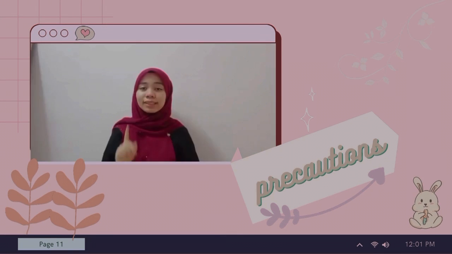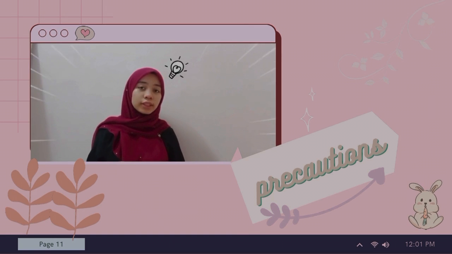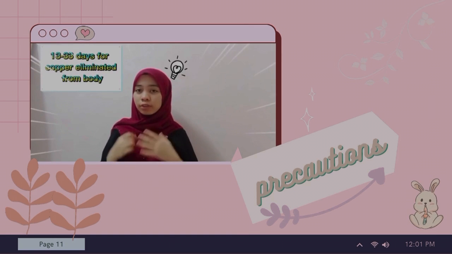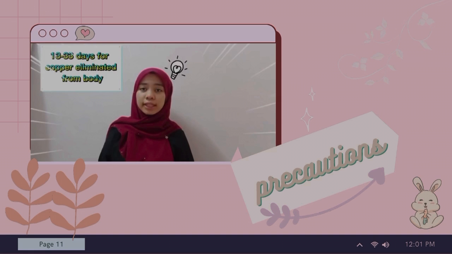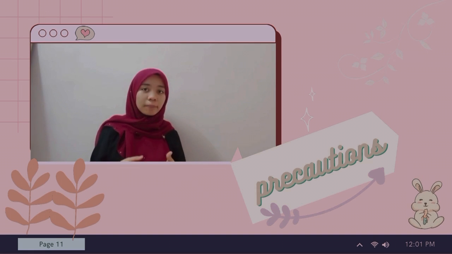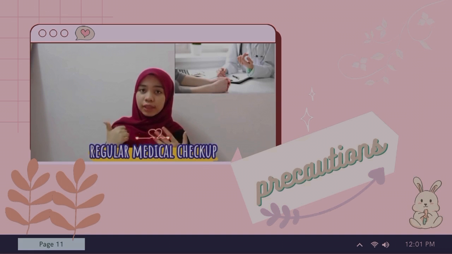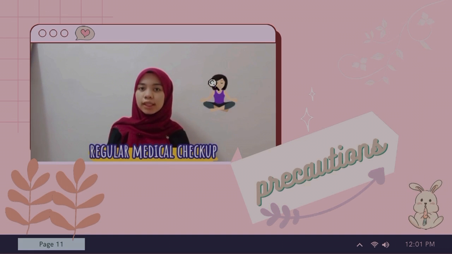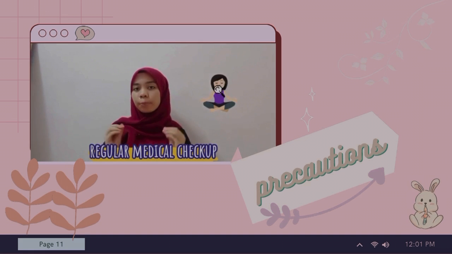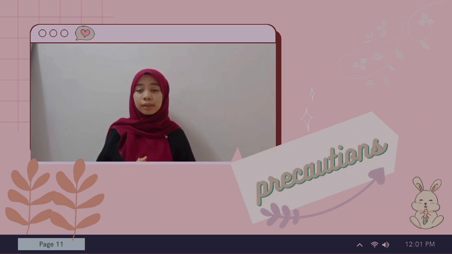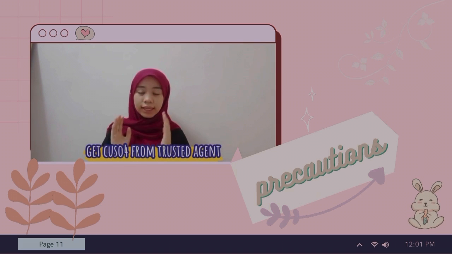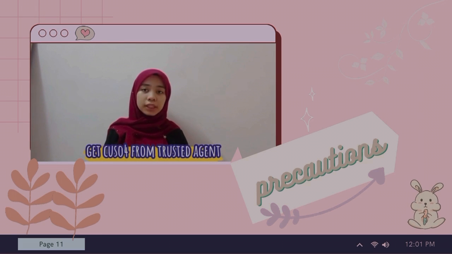Thank you, Alia. Just so you know, researchers found it takes 13 to 33 days for half of a large copper dose to be eliminated from the body. Overall, the precaution steps are: first, make regular medical checkups. Identify early if you have any special condition that needs you to be careful about the amount of copper uptake. Second, get copper sulfate medicine from trusted agents only, for example, hospital and pharmacy.